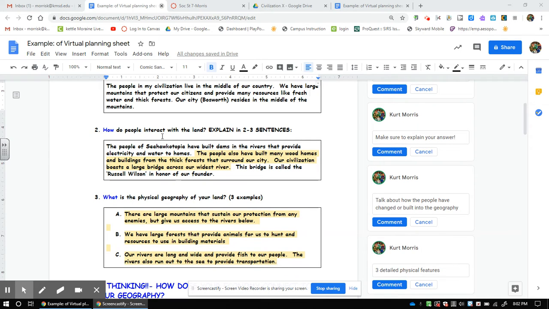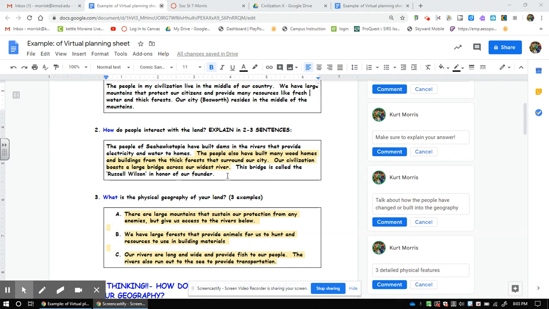My next question says, how do people interact with the land? And again, a couple of sentences. Make sure you explain and talk about the way people have interacted and changed it. I said the people of Seahawkotopia have built dams in the rivers that provide electricity and water to homes. The people have also built many wood homes and buildings from the thick forests that surround our city. Civilization boasts, that means they're very proud of, a large bridge across our widest river. The bridge is called the Russell Wilson in honor of our founder. Again, Russell Wilson, quarterback.